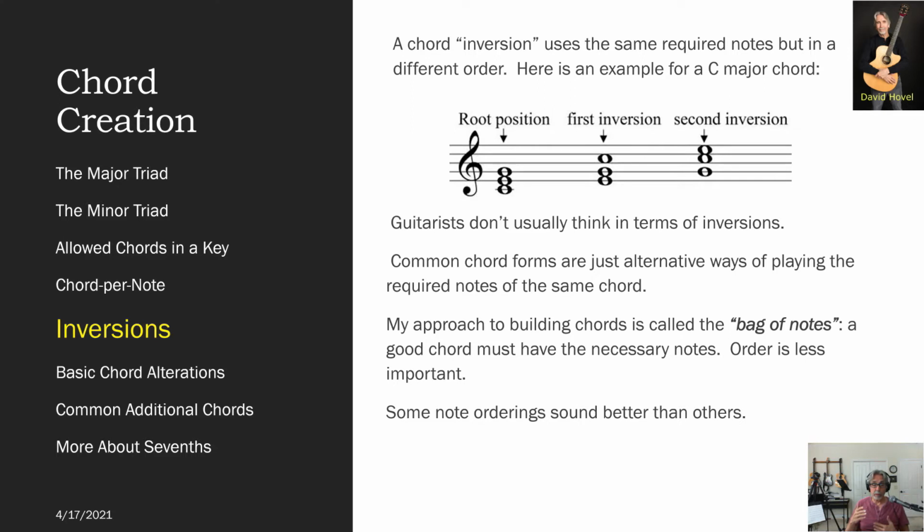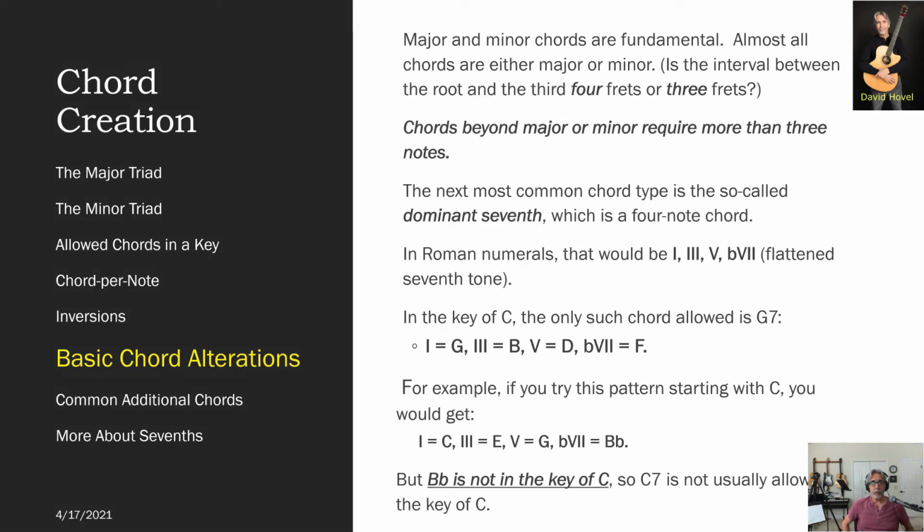Some note orderings, that is to say chords, will sound better than others. Usually, if you're supposed to play a C chord, if the low note is C or G, that's going to sound better than if the low note is E. But it isn't a hard and fast rule. So you'll hear about inversions, but I don't waste much time worrying about them. Now, let's start talking about basic alterations to chords. The first big thing you've got to keep in mind all the time is, is a chord major or is it minor? That is to say, start on the root and look at the next note. If it's 3 frets, that's minor. If it's 4 frets, that's a major chord.